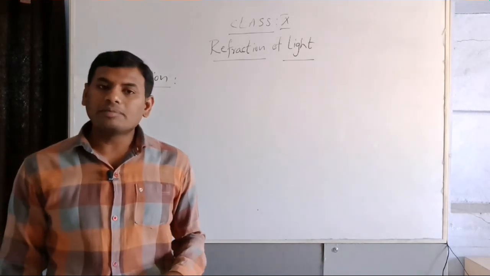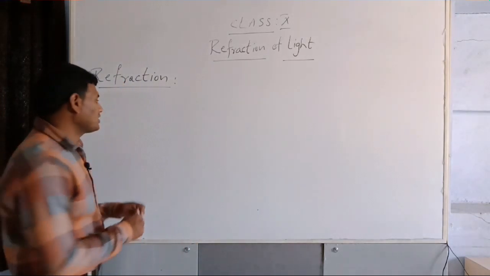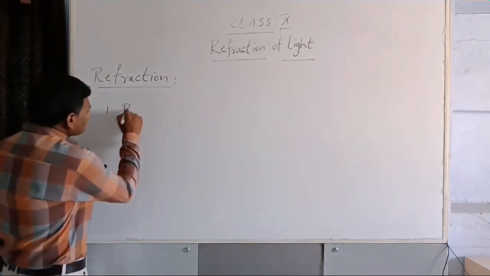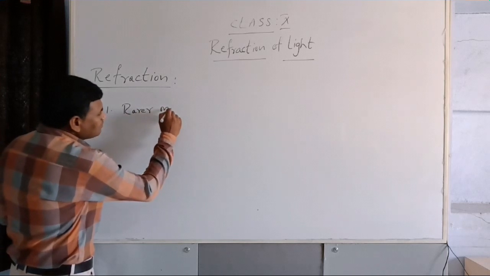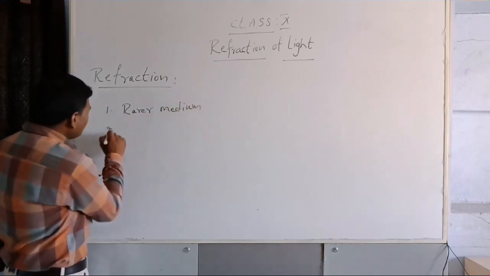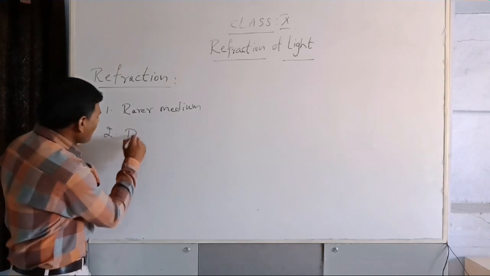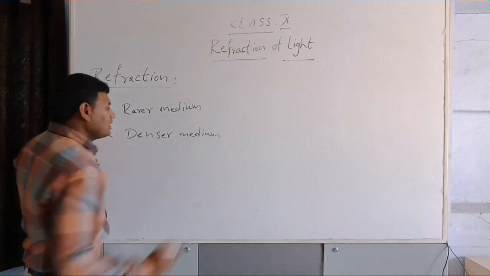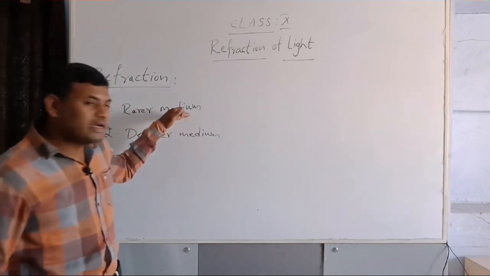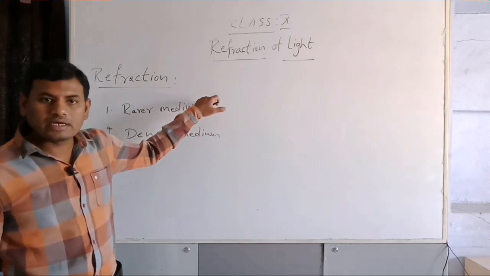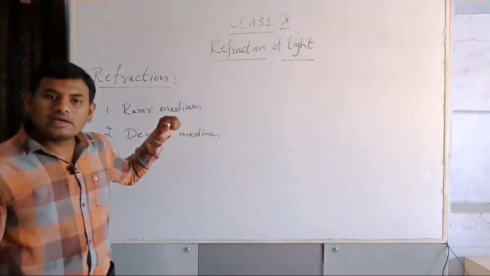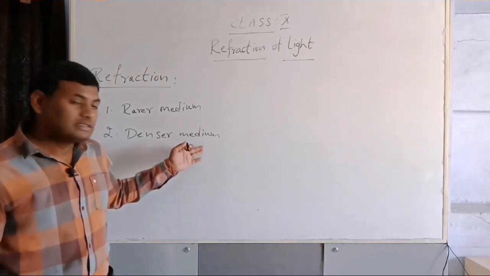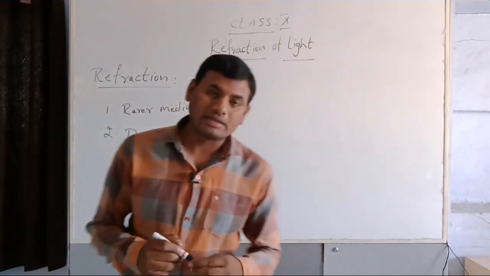So we are considering two mediums here. Let us see what those two mediums are. One is rarer medium and the other one is denser medium. Denser medium. So what happens when light enters from rarer medium to denser medium or denser medium to rarer medium? So we will say that light undergoes change in path, or there will be bending of light, or change in deviation of path of light.